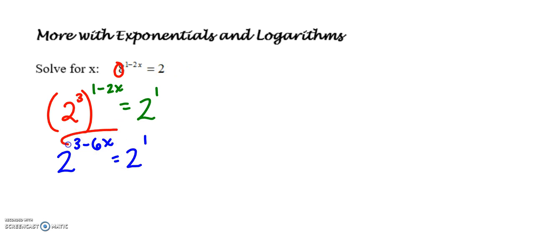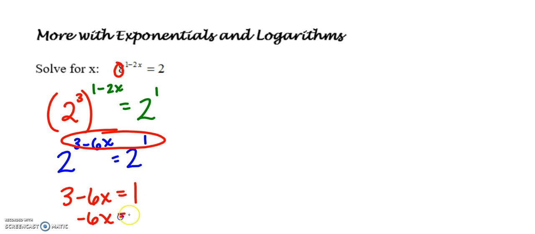Now because I have the same base, I get to just look at my exponents. I'm going to subtract the 3, divide by the negative 6. X should be equal to 1/3.